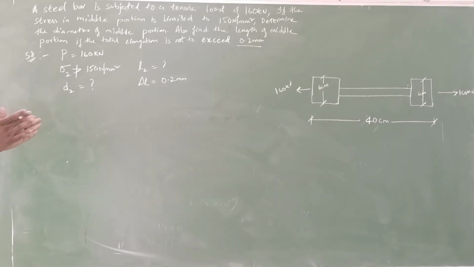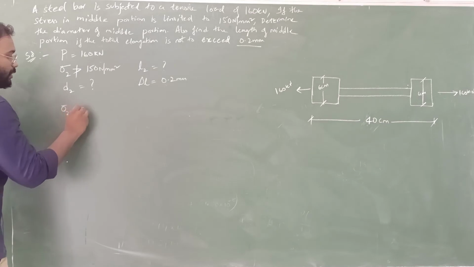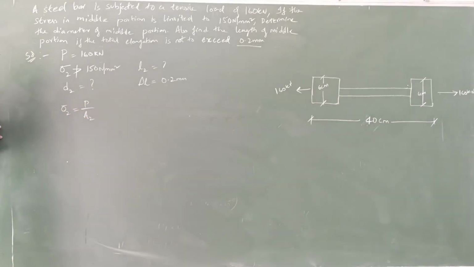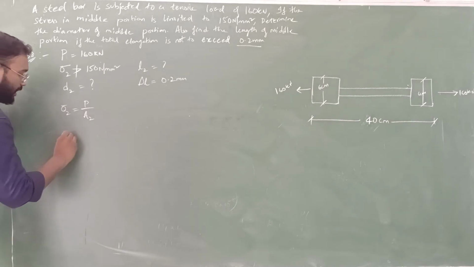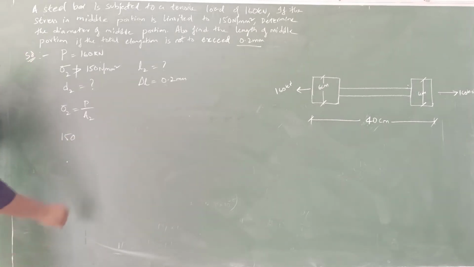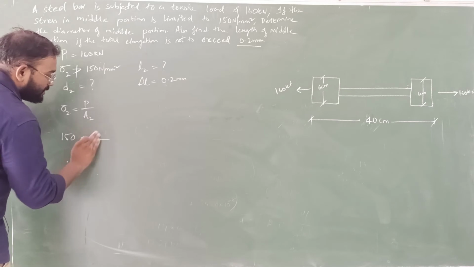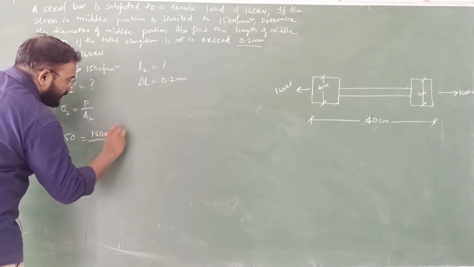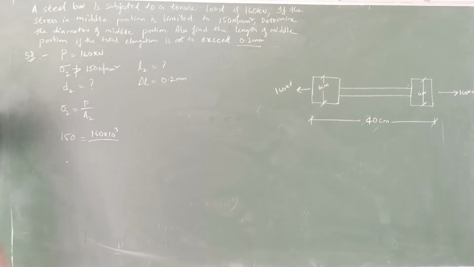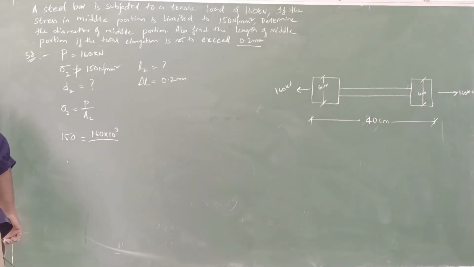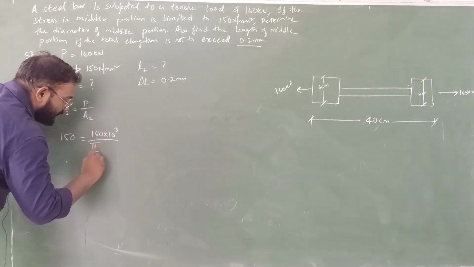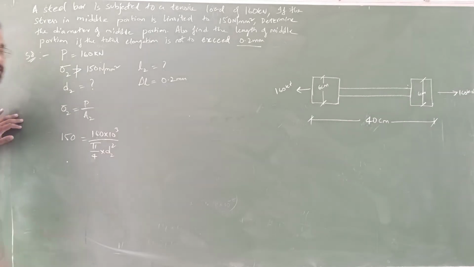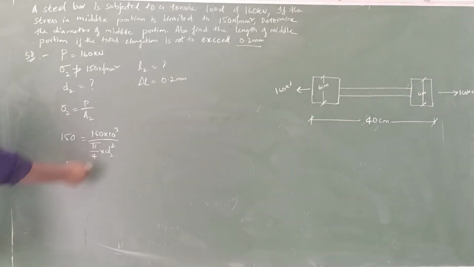Now see the problem. You can calculate D2 directly. You know the formula: sigma 2 is equal to P by A2. Sigma 2 should not exceed 150, so take it equal to 150, equal to P divided by A2. P is 160 into 10 power 3 because it is in kilonewton, and stress is given in Newton per millimeter square. Now the area of the second portion will be pi by 4 into D2 square. Now tell me what is D2 from this?